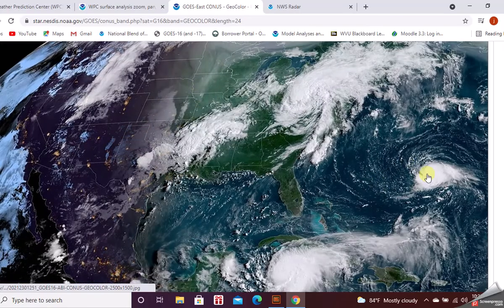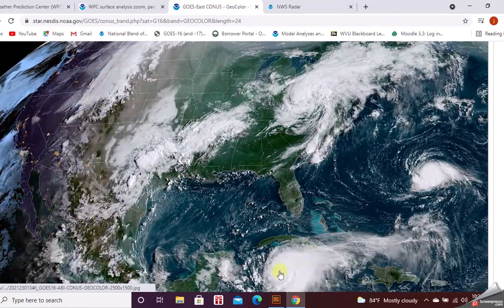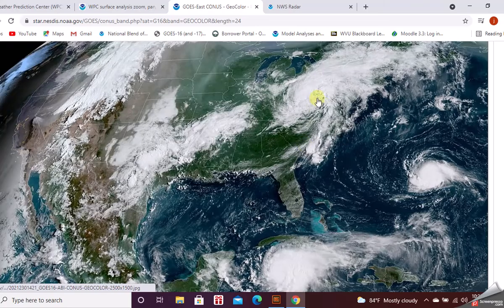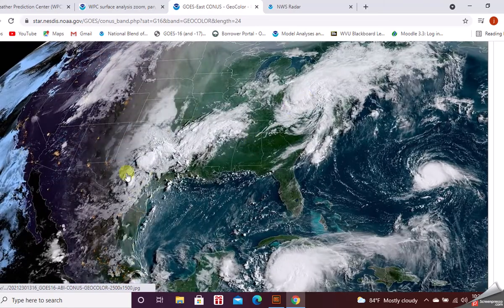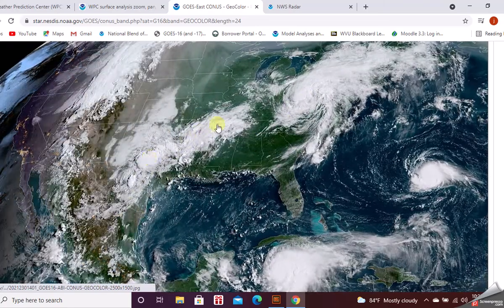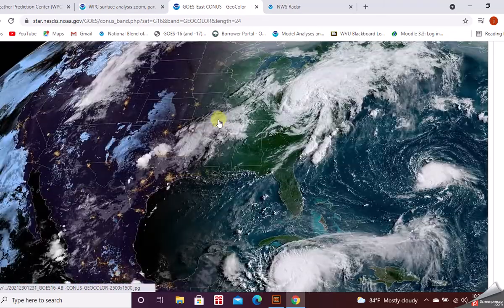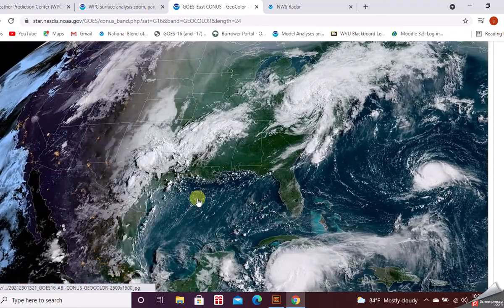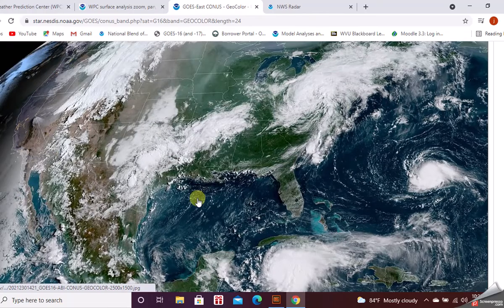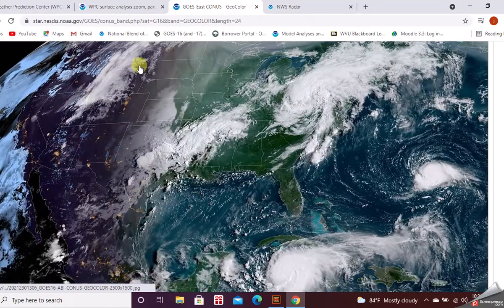So we have two tropical systems on the weather maps at this time, as well as what's left of Fred, which is dying. But yeah, lots of clouds and thunderstorms down here in the Midwest, down into Texas and all. So satellite pictures are great ways of looking at where clouds are, where moisture is.